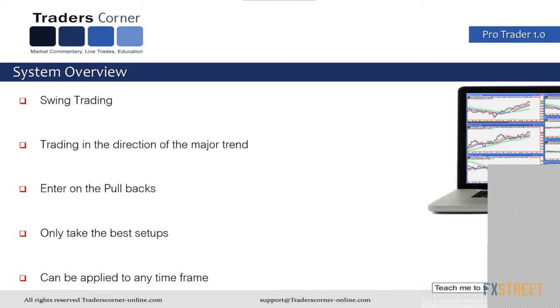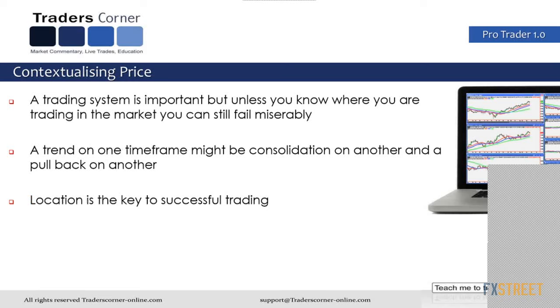So the first thing that we have to do when we're looking to trade in the direction of the trend is that we need to contextualize price. You see, a trading system is important, but unless you know where you are trading in the market, you can still fail miserably. Harsh, but true. A trend on one time frame might be consolidation on another and a pullback on another. So the location to where we're going to take the trades is extremely important. In fact, I would go as far as to say it's the key to successful trading.